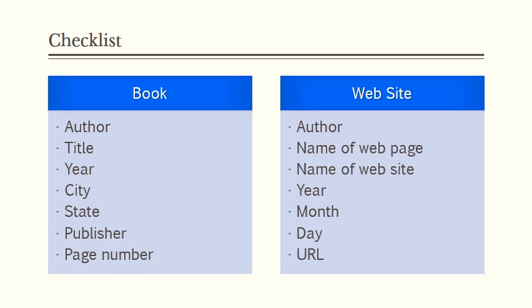For a website, you will need the name of the author of the document. In some cases, no author is listed. You will need the name of the web page and the name of the website. Sometimes the year, month, and day the web page was published or updated is available. If the publication date is not available, use the year, month, and day you accessed the web page. Finally, you will need the URL of the web page.